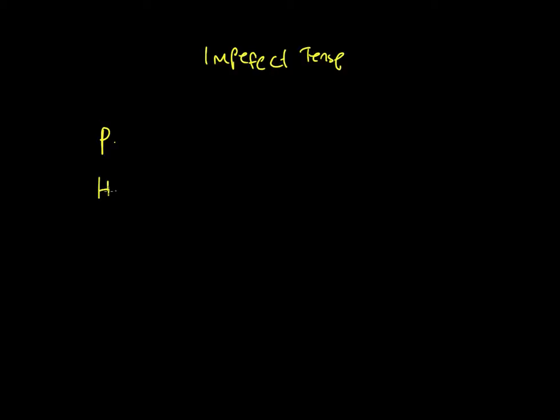So when we use the imperfect, we're going to learn this acronym, PhD. Okay, so it's going to tell us how to use the imperfect tense. So the P in PhD stands for progress. The H stands for habitual, and the D stands for description. Okay, so what does progress mean?